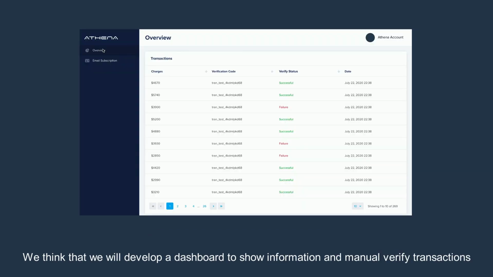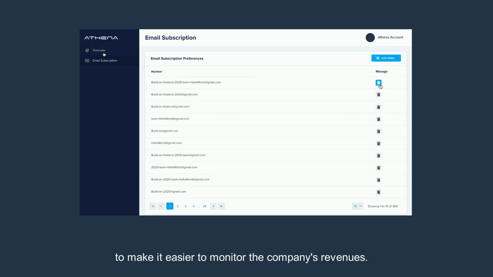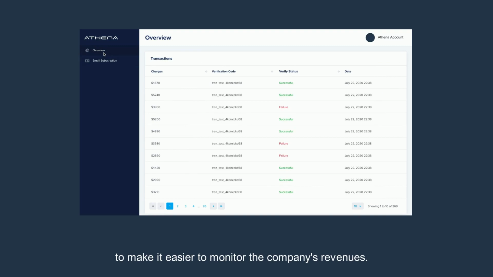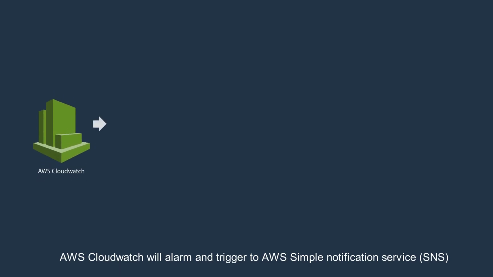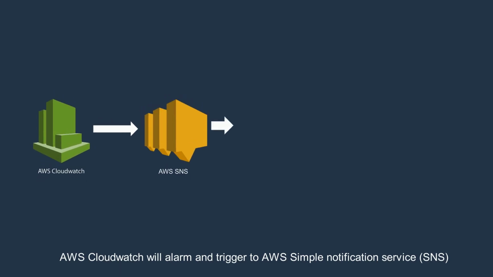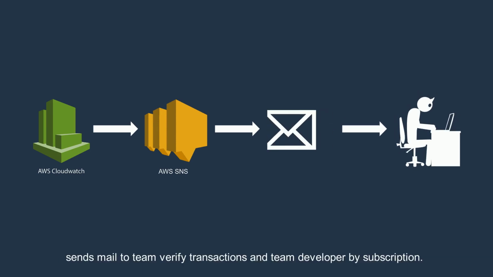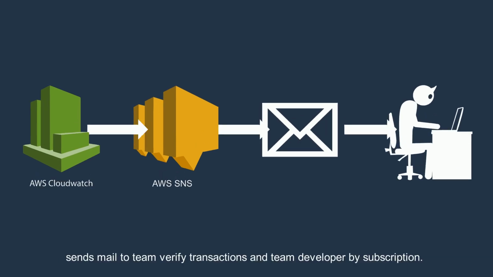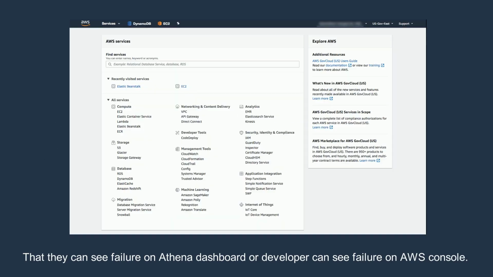We think that we will develop a dashboard to show information and manually verify transactions to make it easier to monitor the company's revenues. If the Athena system fails to verify the money transfer slip, AWS CloudWatch will alarm and trigger AWS Simple Notification Service, SNS, to send mail to the team verifying transactions and the developer team by subscription. That way they can see the failure on the Athena dashboard, or the developer can see the failure on the AWS console.